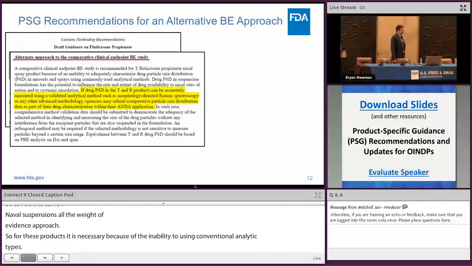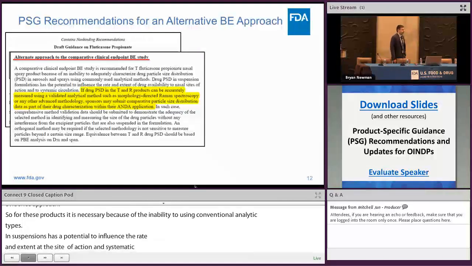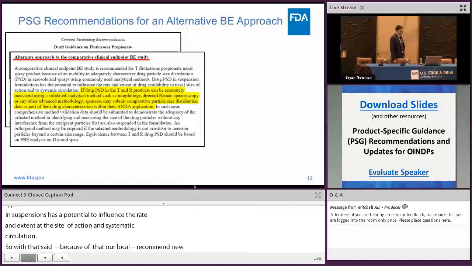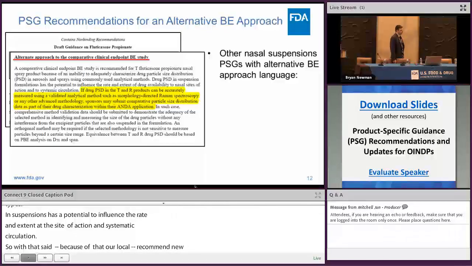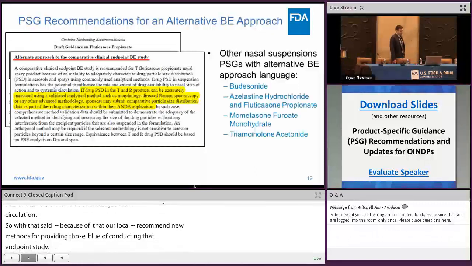So with that said, there have been, of course, more advancements in analytical techniques that are capable of characterizing the drug particle size distribution, even in the presence of other suspended particles. Because of that, our locally acting nasal suspension PSGs now recommend new methods such as morphology-directed Raman spectroscopy, for providing comparative particle size distribution data in lieu of conducting the comparative clinical endpoint study. Again, these recommendations are included in our nasal suspension PSG for fluticasone propionate, as well as for these active ingredients here.